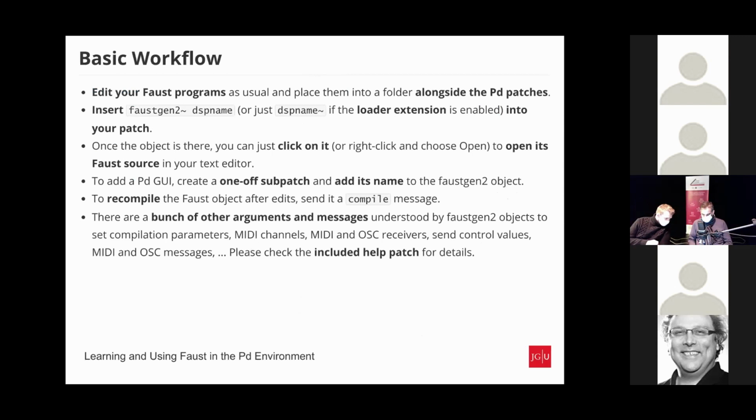Okay, so we've seen the basic workflow. You have a Faust program which you want to run in a patch, so you create the patch and the Faust program in the same directory, or put the Faust program anywhere on your PD search path. And then you can insert either this long form here, Faustscan2 tilde DSP name, or just DSP name, and you can also use the tilde if you want. If you have the loader extension enabled, and that just means that Faustscan2 tilde is already loaded at startup, then you can just type the name of the DSP program without extension and optionally with a tilde tagged onto it.